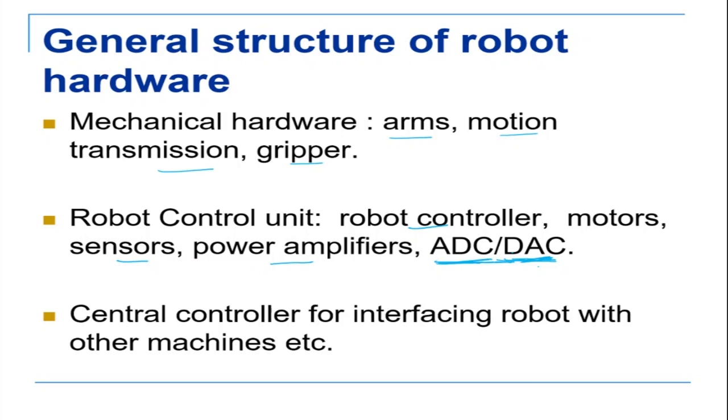And then, so we have number one, mechanical hardware, number two, robot control unit. Number three is central controller for interfacing robot with other machines.